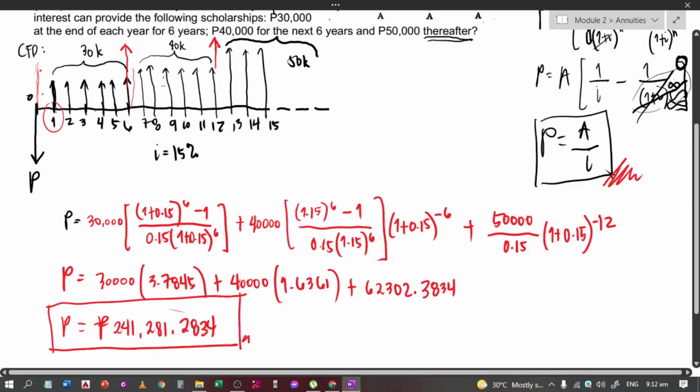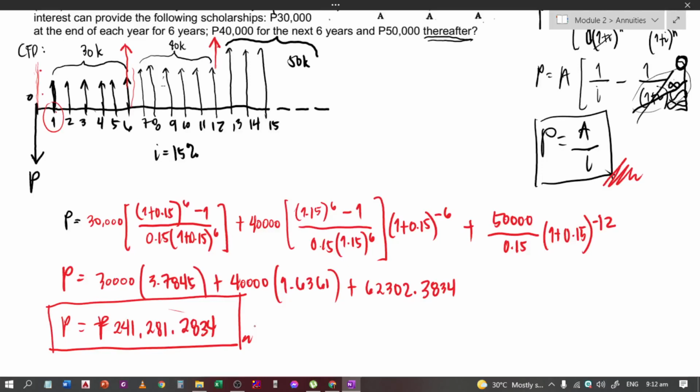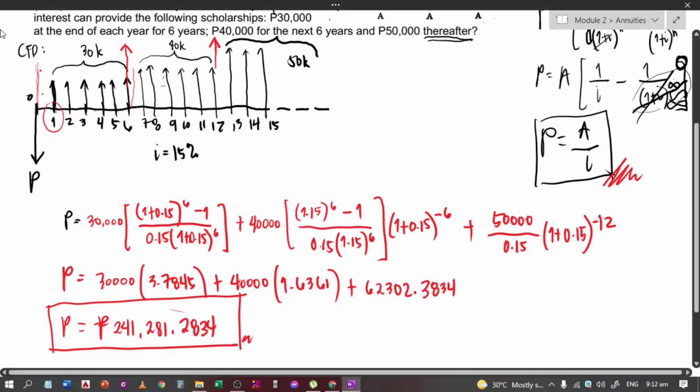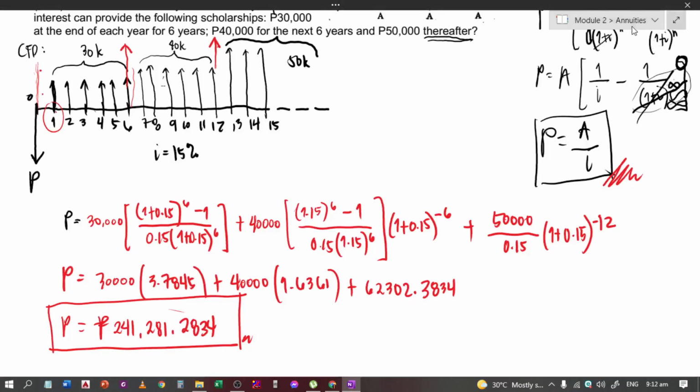Gets ba? So, same lang din siya nung mga nauna. Mas madali lang yung formula niya. Kasi nga, A over I lang. Yan. So, next.